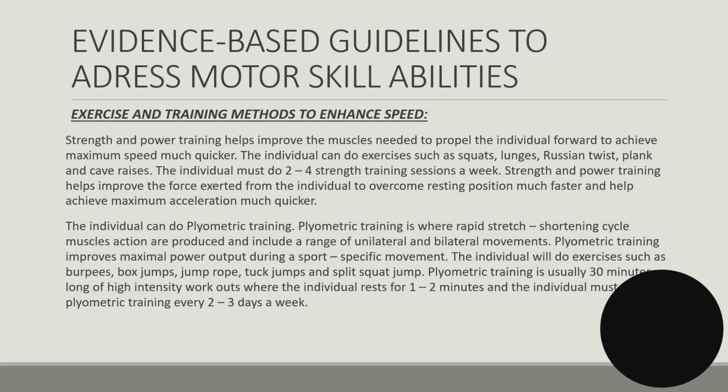The individual can also do plyometric training, which is rapid stretch shortening cycle muscle actions and includes a range of unilateral and bilateral movements. The individual will do exercises such as burpees, box jumps, and jump rope, and plyometric training is usually 30 minutes of long, high intensity workouts where an individual rests for 1 to 2 minutes. Plyometric training should be done 2 to 3 days a week.